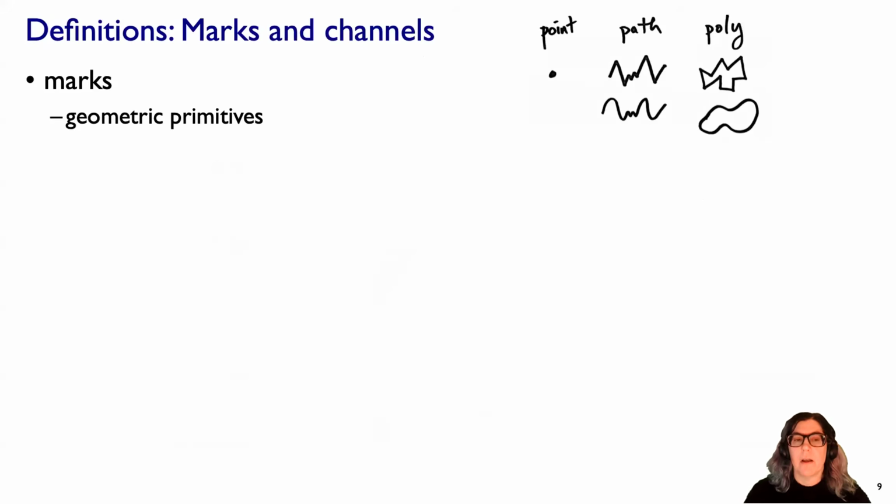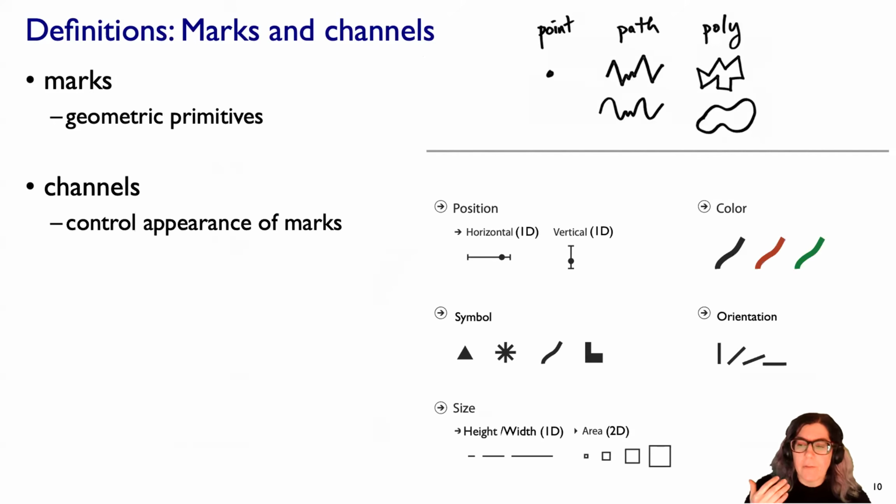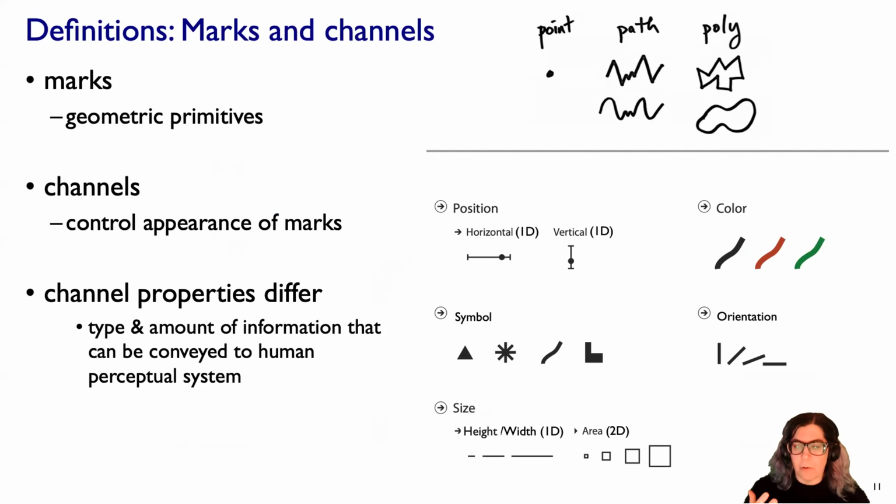So putting these together, we have these marks, which are geometric primitives, points for one item or paths and polys for multiple items, and we have these channels that control the appearance of those marks: position, size, color, and so on. Well, it turns out that they're not all created equal. The channel properties are very different between the marks. So both the type and the amount of information that can be conveyed to our perceptual system as humans depends very much on the channel type. So we're going to do a deep dive into understanding more about that in this lecture.